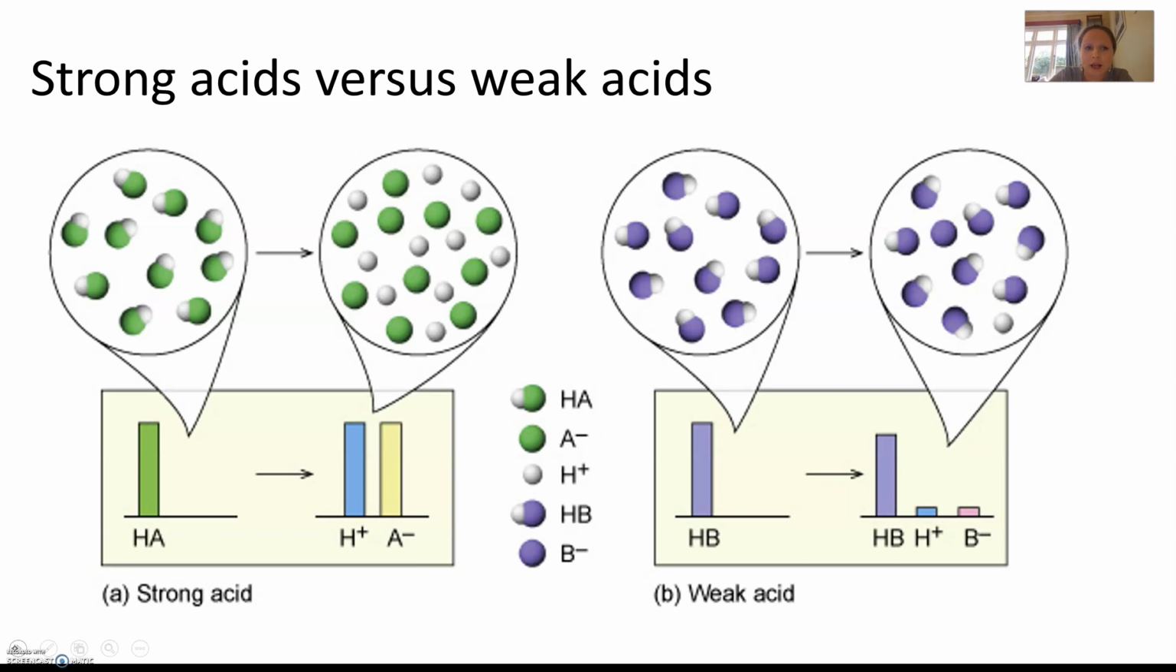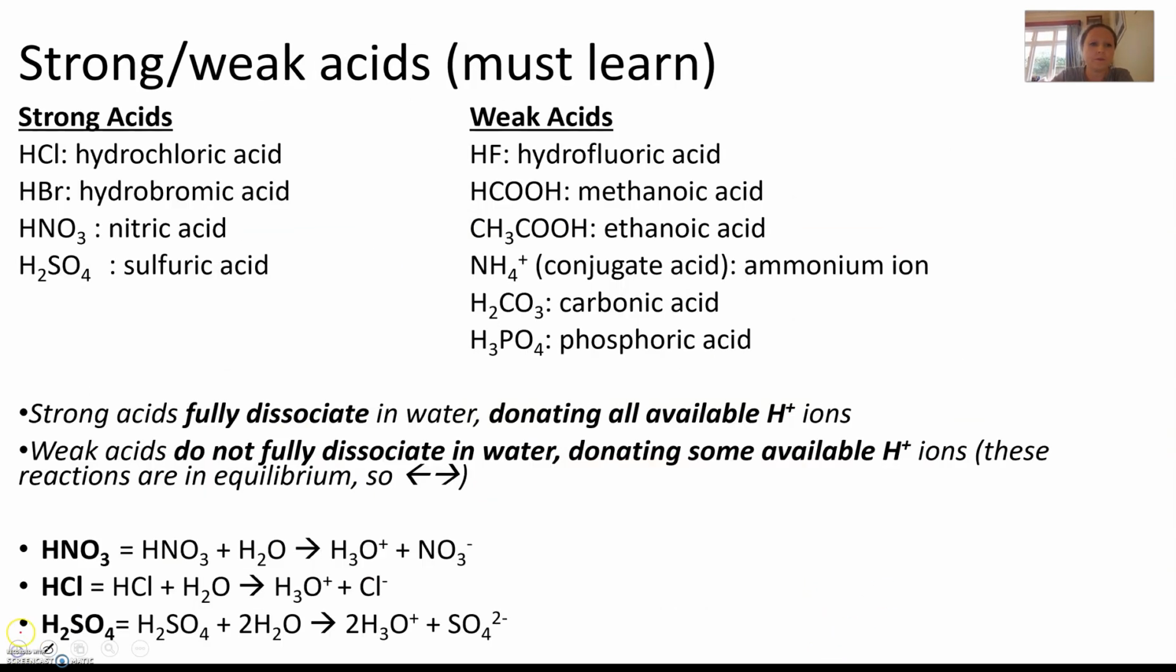We know that a strong acid fully dissociates, donating all available H plus ions, and we know a weak acid only partially dissociates, so donating some H plus ions. So if we look here, strong acid, single arrow, and you'll get equal concentrations of H plus and A minus, whatever the acid is. But for a weak acid, you do not. Mostly it's staying intact as HB, with very few H plus and B minus.